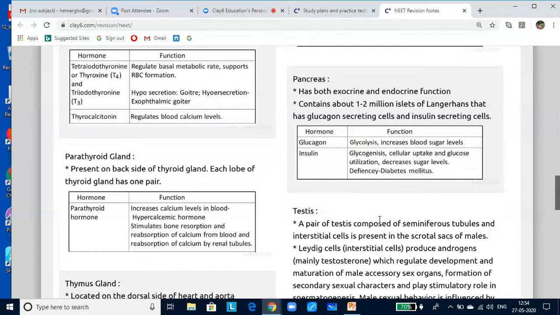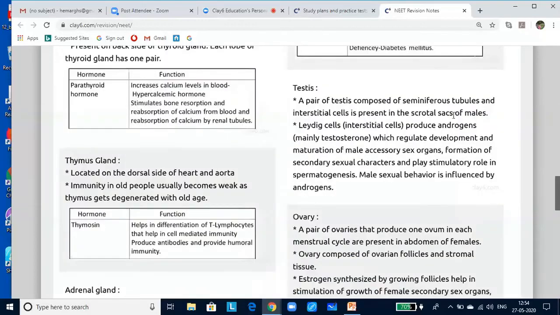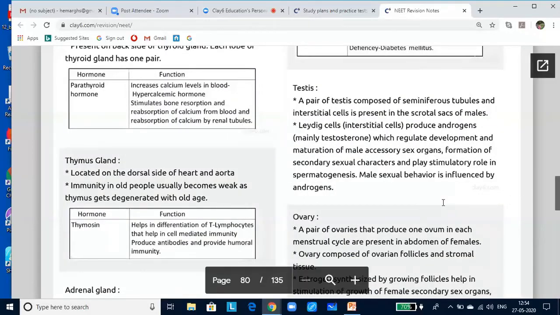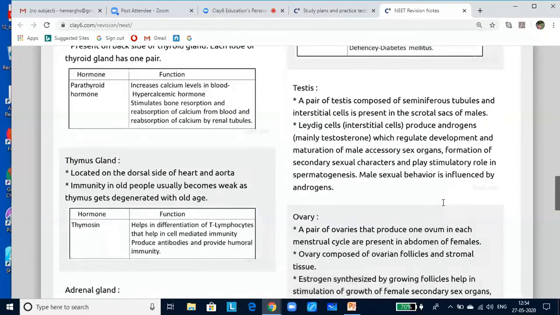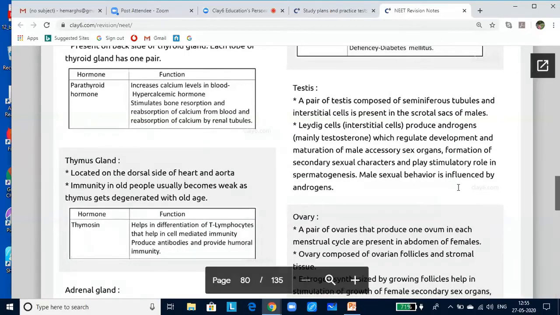Now let us get into the gonads. Gonads are testes and ovary. A pair of testes composed of seminiferous tubules and interstitial cells is present in the scrotal sacs of the males, which are found outside the body of the abdomen. Leydig cells produce androgens, mainly consisting of testosterone, and this testosterone regulates development and maturation of male accessory sex organs, formation of secondary sexual characters, and plays a stimulatory role in spermatogenesis. Male sexual behavior is influenced by androgens.